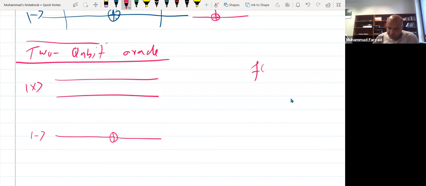If you want your f of x to be 0 for all x, or you want your f of x to be 1 for all x, then it is simple. F of x equal to 0 for all x is just like this. And f of x equal to 1 for all x is essentially just an x gate over here. And this will implement f of x equal to 1 for all x, because this target bit will be flipped, doesn't matter what the input is.